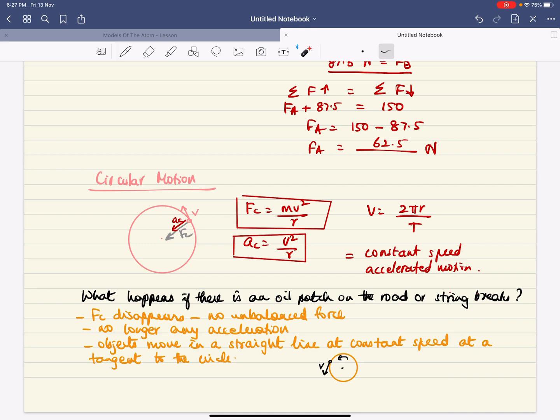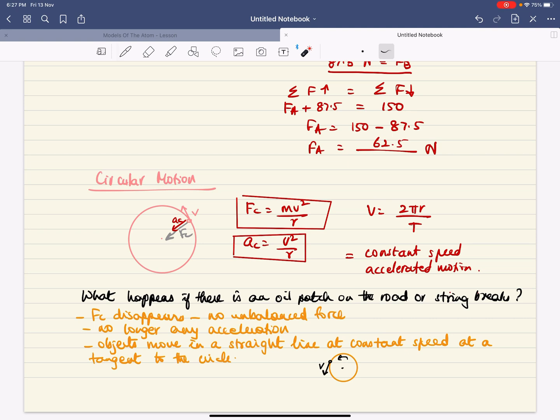Here are your two equations for acceleration and centripetal force. If they don't give you velocity, then you can use velocity as distance over time, where the distance is the circumference of the circle, 2 pi r, and t is the time taken to go around the circle once. So if you're given that information, you can use this equation to find v, and then you can put it in your formula.